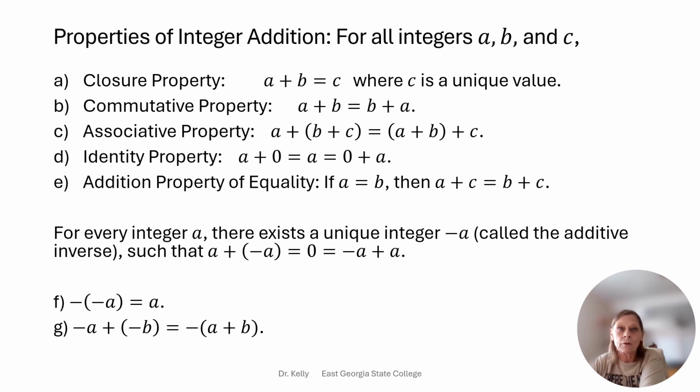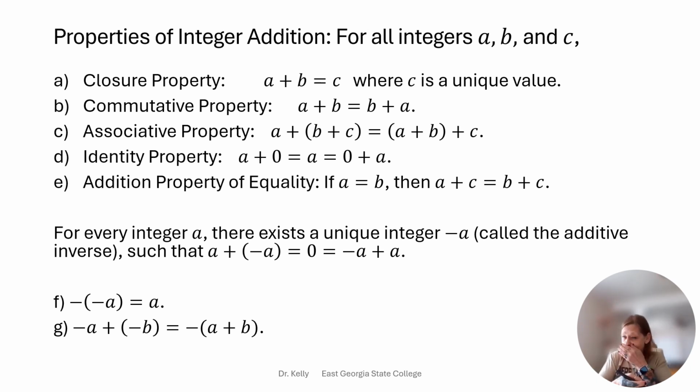Okay, so here are the properties. For all integers a, b, and c, the following is true. The closure exists under addition. That means if a and b are integers and a plus b equals c, then c is an integer, so when you add two integers together, you get another integer. The commutative property, remember, is when you can change the order and it doesn't change the number. So 2 plus 3 is the same as 3 plus 2.